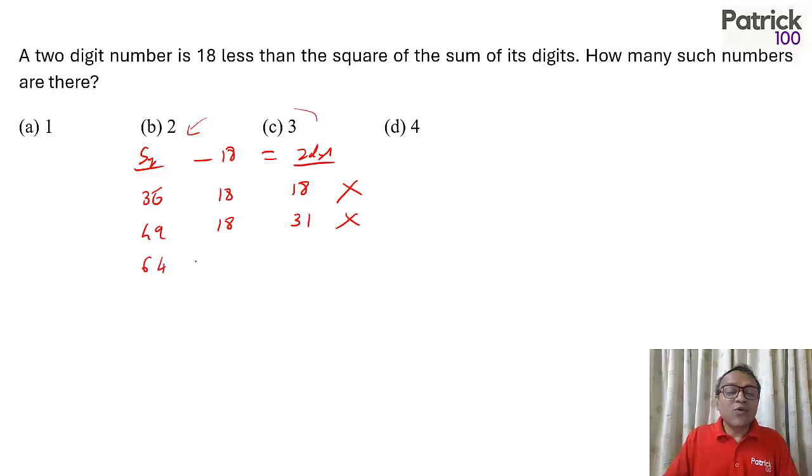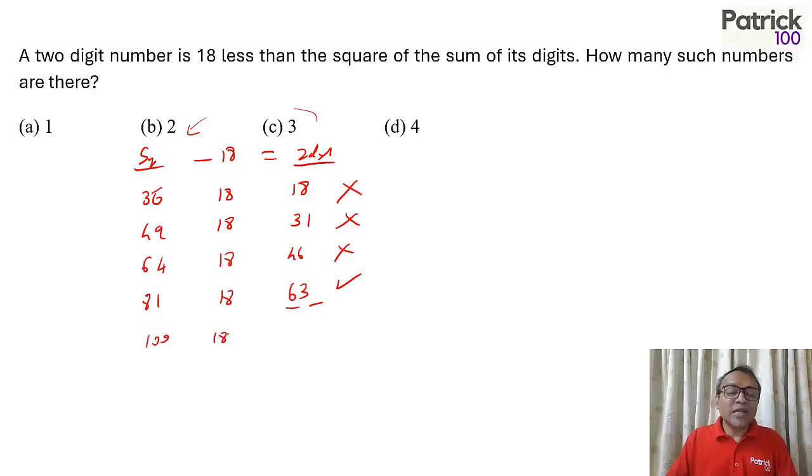64 minus 18 is 46, but 10 squared is not 100, not 64. 81 minus 18 is 63. 9 squared is 81, and 6 plus 3 is 9. The sum of digits squared gives you 81, so it satisfies.